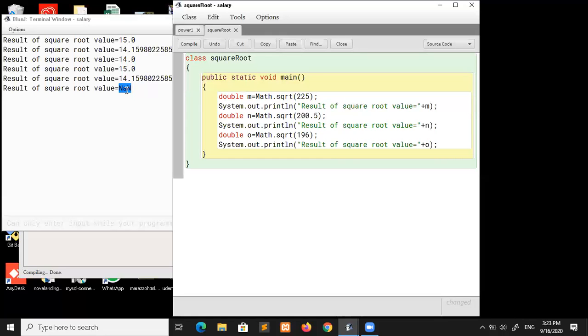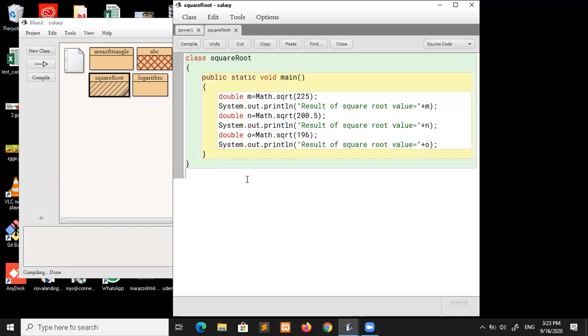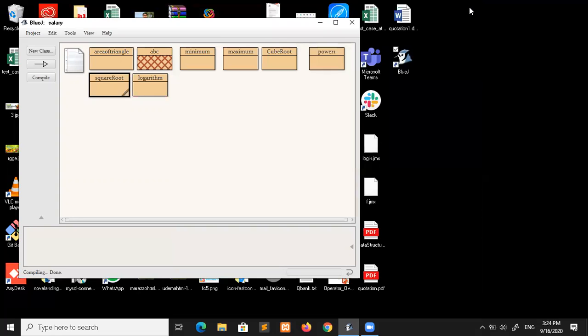Fine. So understood with the NaN? No query in this? Understood. Okay, hopefully you have taken the screenshot. Okay, so now I'll proceed with another program. So till now, 5 functions we have covered.